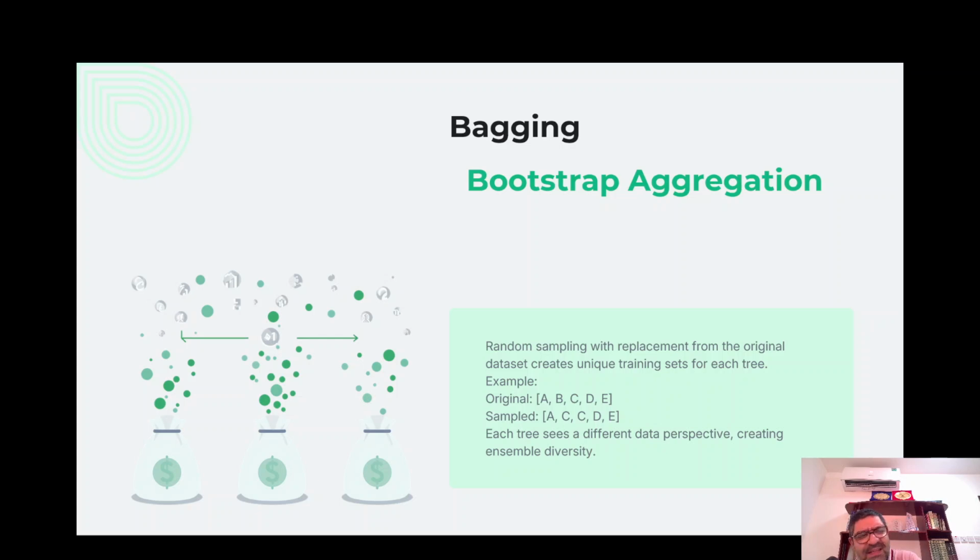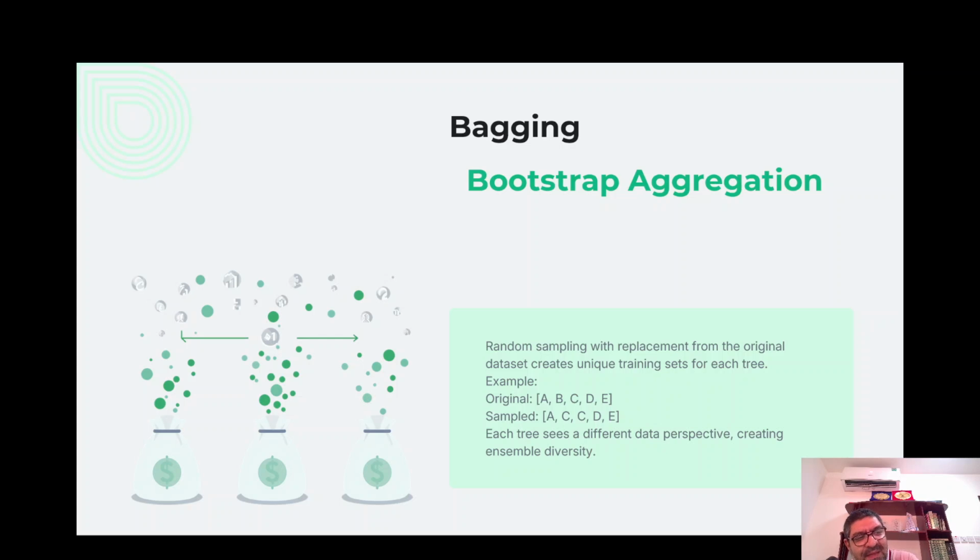When we give the original data, for example A, B, C, D, E, the sample data given to each tree will be different. If you give the same data to every tree, there is a probability that it will not give much diversity in the results. So we want to give a diverse data set to these trees, so that we can have diverse outputs generated and get the best predictions possible.